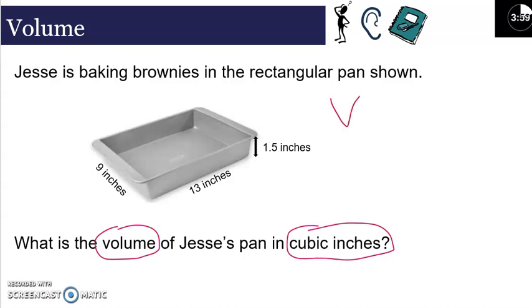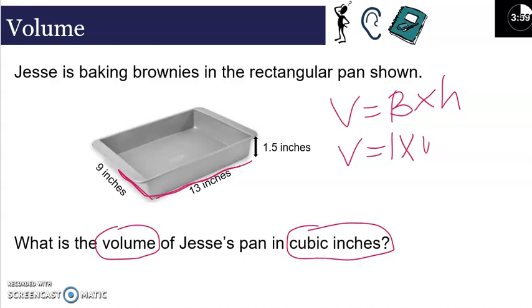So I look at my formula for volume, which is area of the base times height. So my area of the base, this being my base here, since it's a rectangle, I'm going to go ahead and multiply that, length times width, times my height. So in this case, my length is 9, and my width is 13, times my height, which is 1.5. Okay? So I'm going to go ahead and take these values, and now I can actually multiply them.